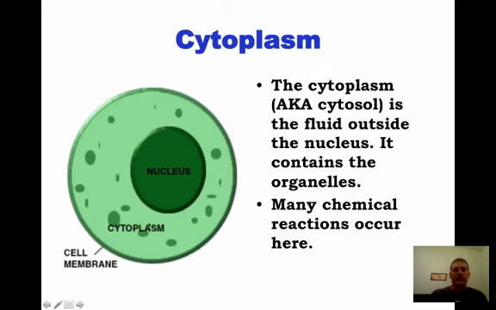So this is the nucleus. These little green dots would be all your other organelles floating around. The light green is going to be your cytoplasm. It's everything else that's not an organelle, not the nucleus, or the cell membrane.